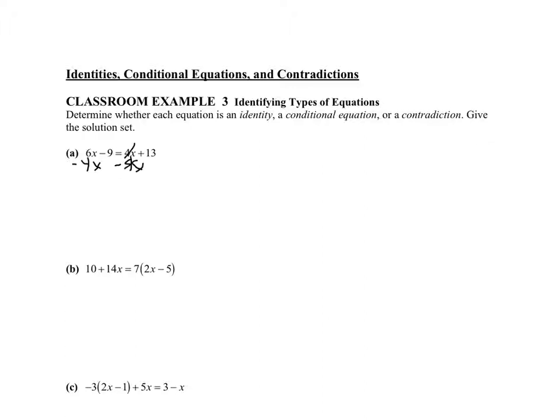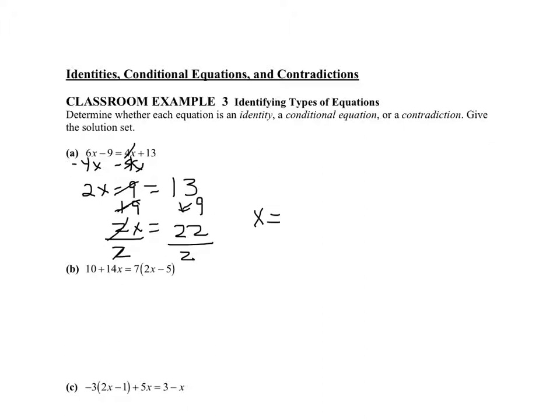That means I now have 2x minus 9 on the left equals 13 on the right. To isolate the x term, I would need to add 9 to each side. That will leave me 2x on the left. The right side is 13 plus 9. Sorry, that's a little messy. And that's 22. So to finish this off, divide each side by 2. That would tell me that x equals 11.